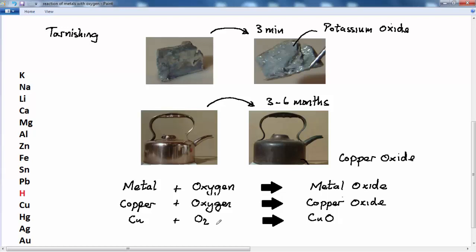And then, as with zinc and oxygen, well, we need to place a 2 here and a 2 here to balance the equation. So the equation for tarnishing and burning is the same. The only difference is that because we're heating it, in the case of combustion, the reaction takes place a lot faster. But the product is the same.